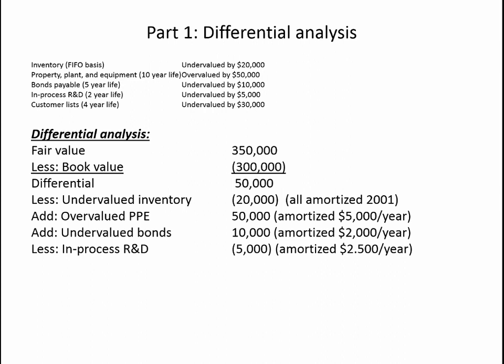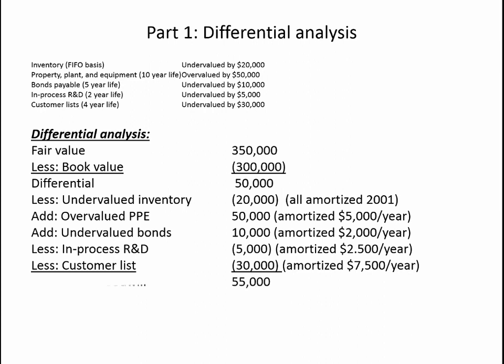And then we have our two unreported or underreported assets. In-process R&D worth $5,000. Undervalued asset, we subtract that. That'll be written off over 2 years. And likewise, our customer list worth $30,000 to be written off over 4 years. Again, the in-process R&D and the customer list probably didn't even exist on Little's balance sheet. They were internally generated, but they had value at the date of acquisition, so we're going to assign them value on the consolidated balance sheet. The remainder, if it's positive, is goodwill. If it's negative, it'll be a bargain purchase.